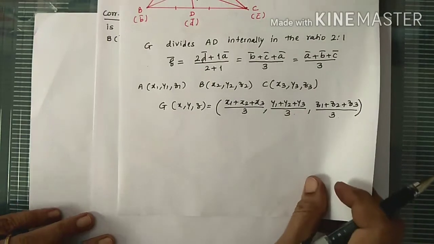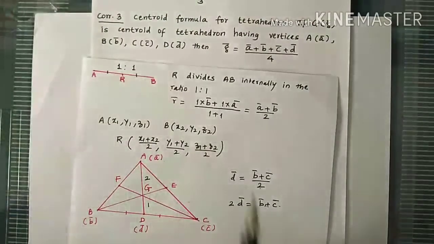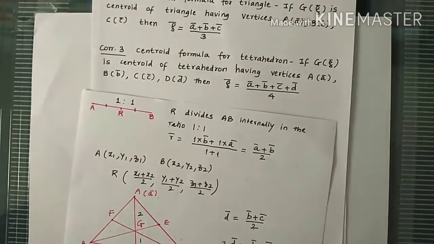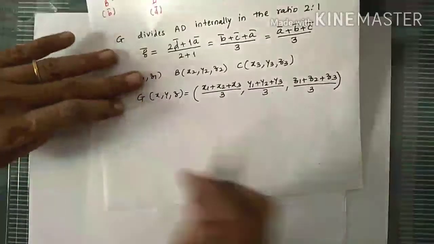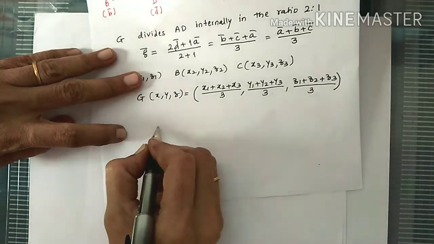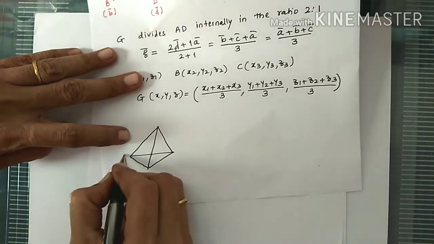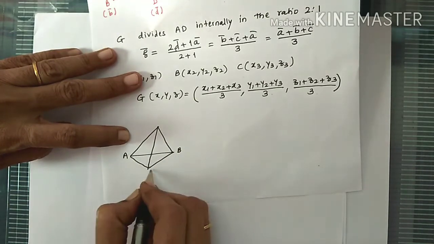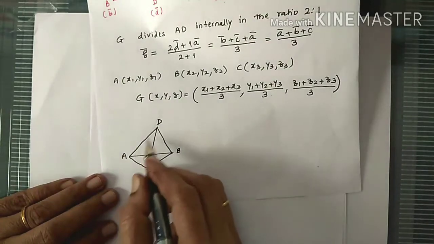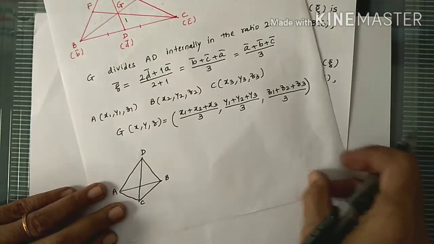Now next one is the centroid formula for a tetrahedron. What is a tetrahedron's centroid? Okay, let me draw a rough figure for the tetrahedron. See, this is a tetrahedron. A tetrahedron is a closed figure having all the faces as triangles. So here all the faces are triangles.